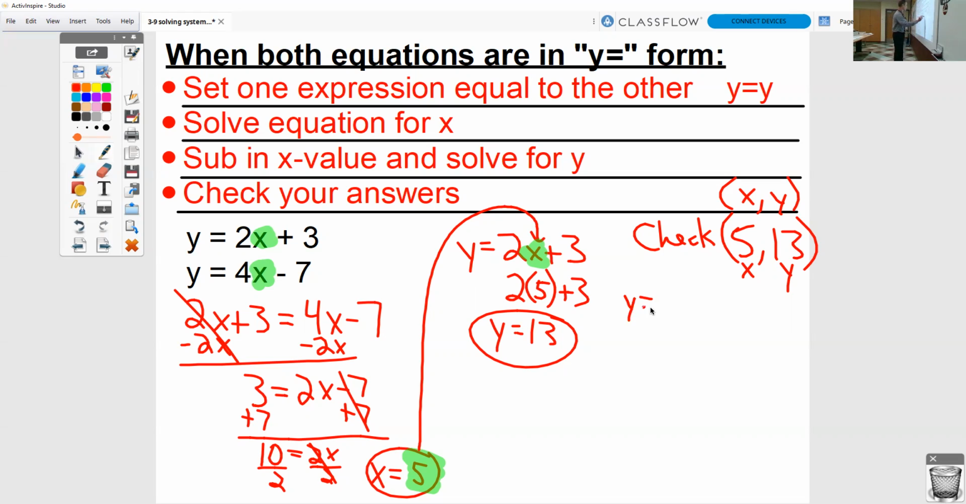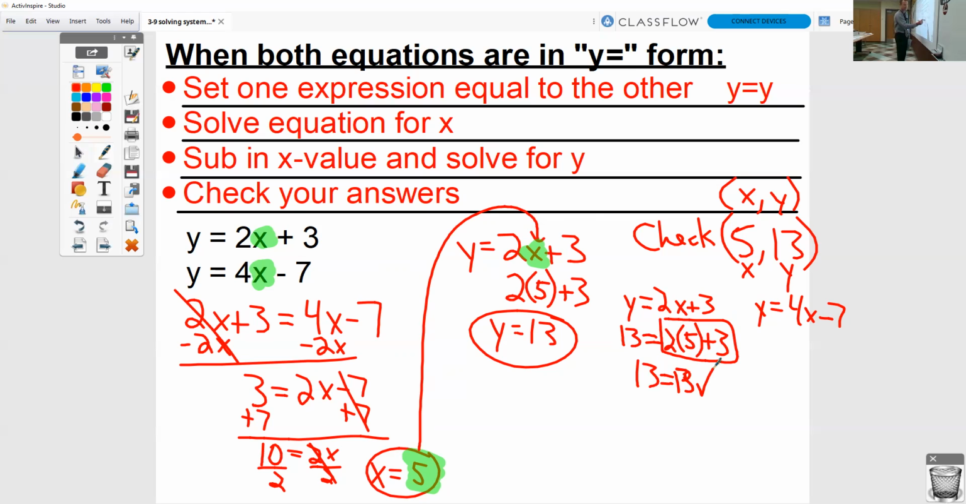So I have my first equation, y equals 2x plus 3. I have my second equation, y equals 4x minus 7. And I'm going to check in both equations. So instead of y equals, I'm going to have 13 equals. Instead of 2 times x, I have 2 times 5 plus 3. Again, you could take this part and type it right into the calculator if you wanted to. 2 times 5 is 10, plus 3 is 13. So on this side, we get 13 equals 13. It checks. So that's good.